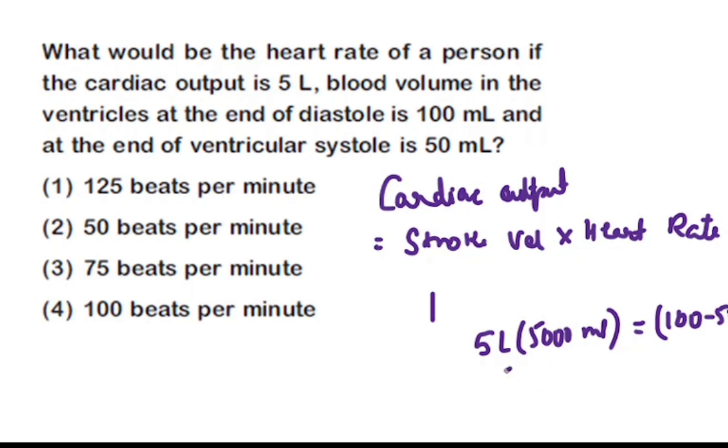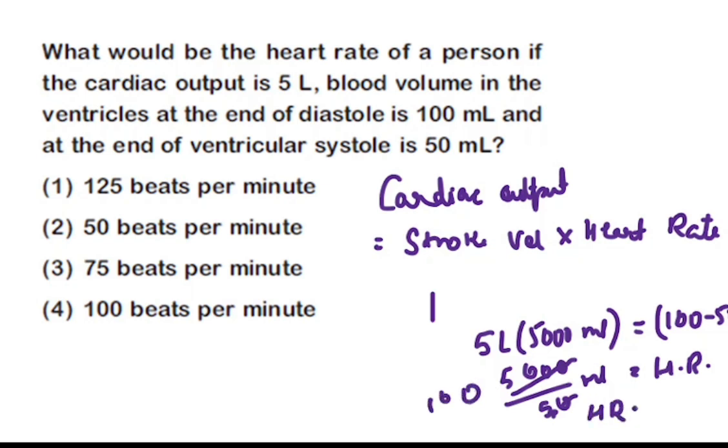Now 5000 ml upon 50, which comes from 100 minus 50 ml, is equal to the heart rate. Now see, this gets cancelled, and 5 into 100 gives the heart rate, which will be 100 beats per minute. So the correct answer will be the fourth option. This is how we can solve this question.